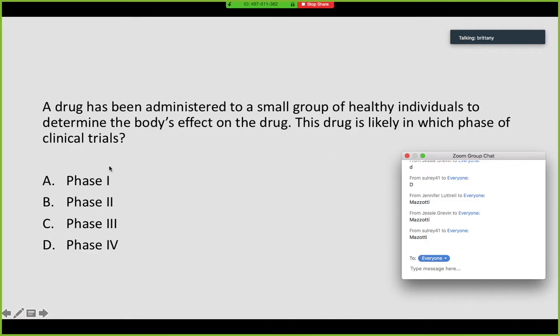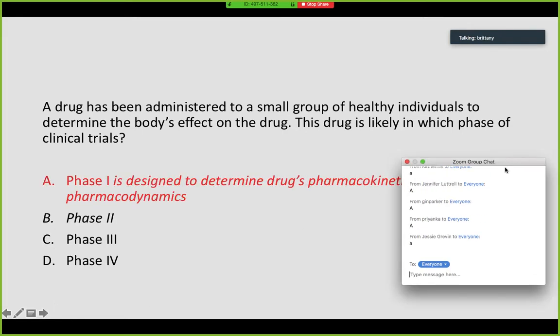Okay, so a drug has been administered to a small group of healthy individuals to determine the body's effect on the drug. The drug is likely in which phase of clinical trials? Right? Phase 1.